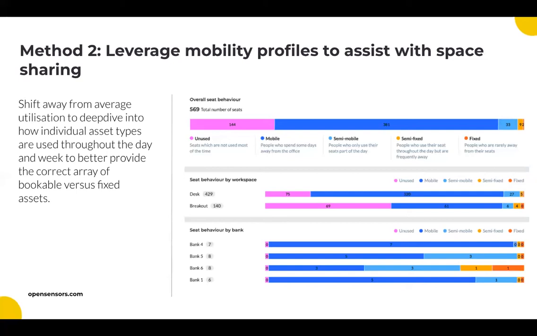Where it gets interesting is in the middle, where you have mobile, semi-mobile, and semi-fixed. And these are the spaces where people might be coming into the office, getting a desk, touching down there for the beginning of the day, and then leaving their stuff there and flitting between that desk and their meeting rooms for the whole day, or spending half the day there, half the day somewhere else, but still holding onto the desk.